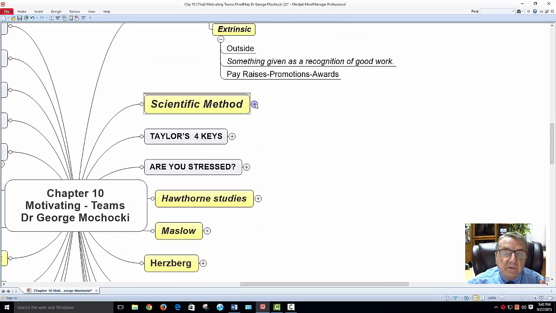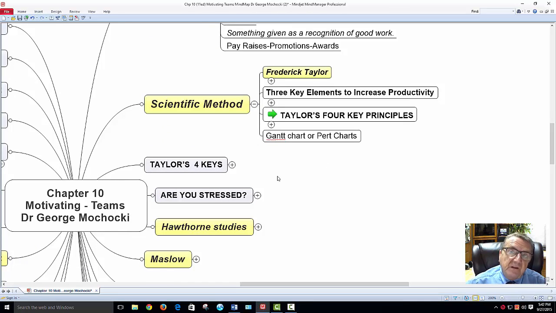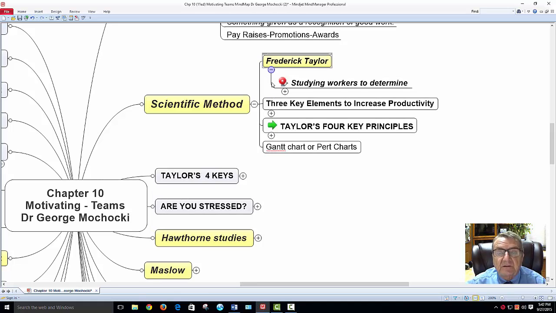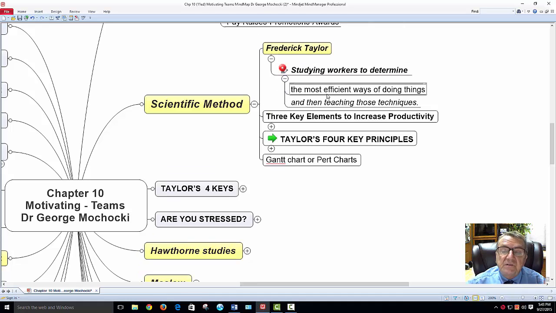Okay, now scientific method. When I look at the scientific method, we had Frederick Taylor. Remember, this was back with manufacturing, everything else coming out. So Frederick Taylor, scientific, is studying workers to determine the most efficient ways of doing things and then teaching those techniques.